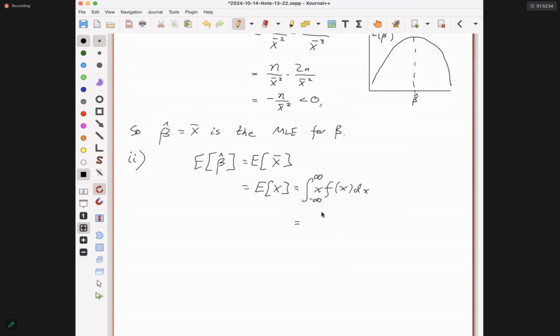But this particular density function is 0 for values of x less than or equal to 0. So we can just write this as the integral from 0 to infinity of x times 1 over beta e to the negative x over beta dx. And I'll write this as x over beta. What is the antiderivative of this thing?